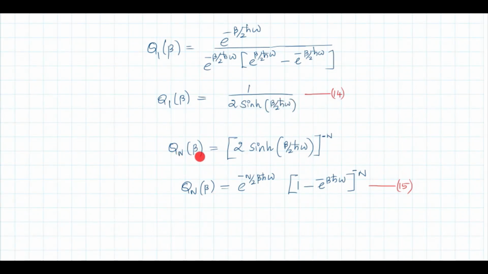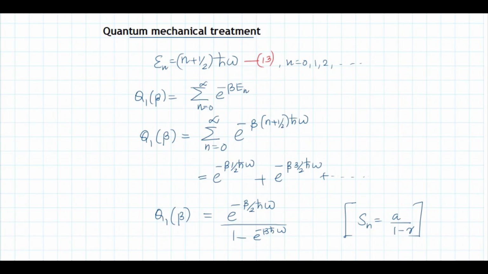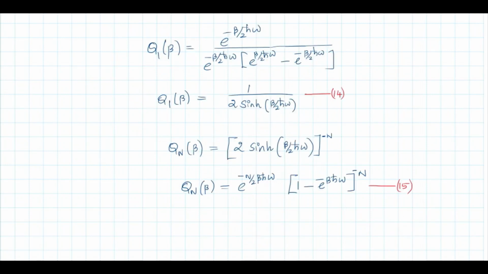N oscillator partition function can be written as the single oscillator partition function whole raised to n. Then this will give 2 sin h beta by 2 h cut omega whole raised to minus n. Here it is in the denominator, so this becomes minus n. And you can also write from this expression raised to n, that will give you e raised to minus n by 2 beta h cut omega into 1 minus e raised to minus beta h cut omega whole raised to minus n. So you can either use this expression for the n particle or n oscillator partition function, or you can use this expression.